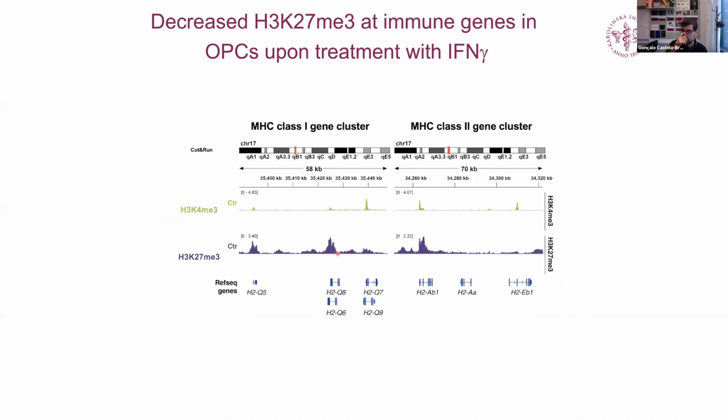They also then performed CUT&RUN with H3K4 trimethylation and H3K27 trimethylation. And again, in this MHC class 1 and 2 gene locus, they could see that in control, you already had in some of the genes H3K4 trimethylation, but also in some of the genes you have H3K27 trimethylation, which could suggest a bivalent state. But then when treating with interferon gamma, they could see, in some loci, a reduction of the H3K27 trimethylation. This could suggest a role of Polycomb in repressing the expression of immune genes.